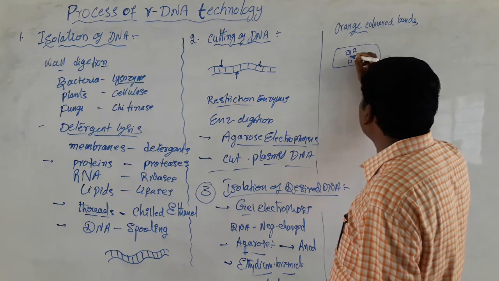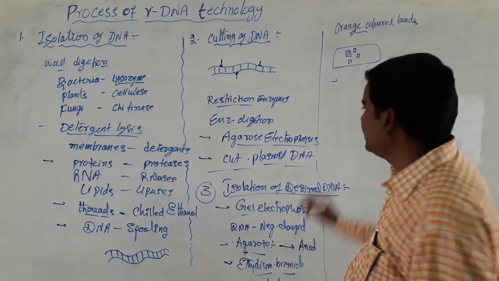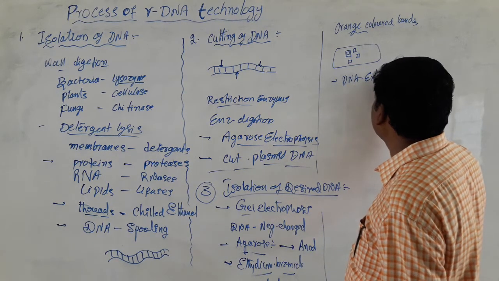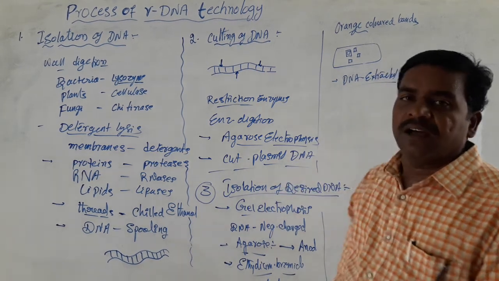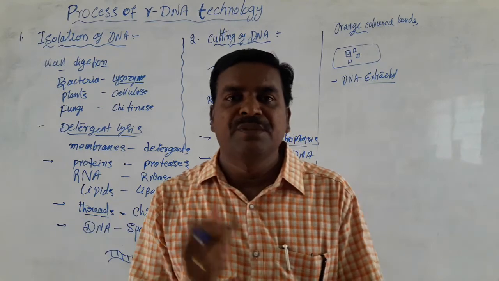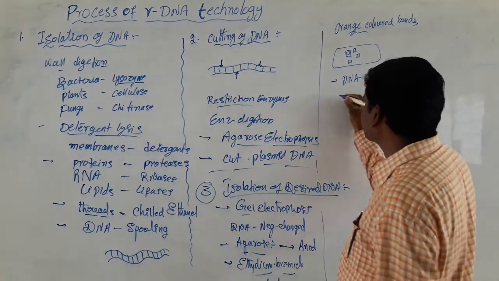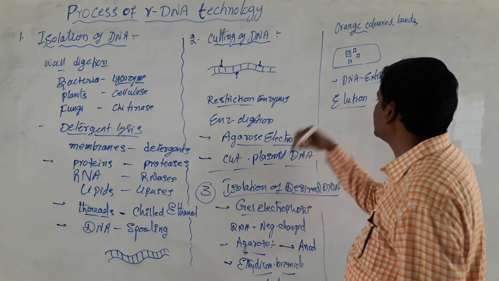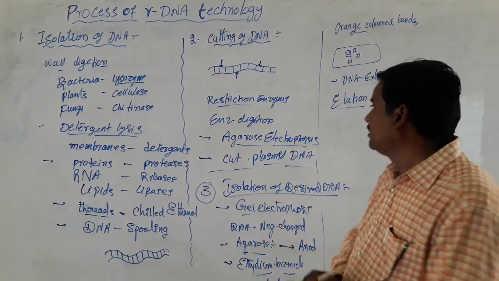Now these orange colored bands are cut out from this agarose gel, and DNA is extracted from the gel piece. That is called elution. Okay, this process is called elution.